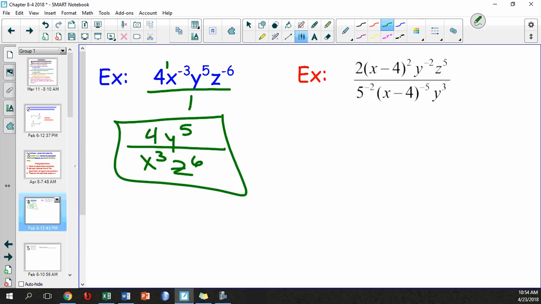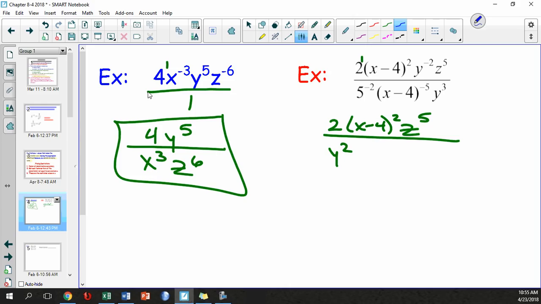Same exact concept, except this time we're going to simplify it, remember? Okay? Putting on the missing exponents. 2 is missing an exponent. 5 is not. The bottom is not missing anything. Now, should the 2 stay or go? It stays. Should the x minus 4 quantity squared stay or go? It stays. Y to the negative 2 stay or go? It goes to the bottom. Z to the 5th stay or go? It stays. So that is all in green is the numerator.